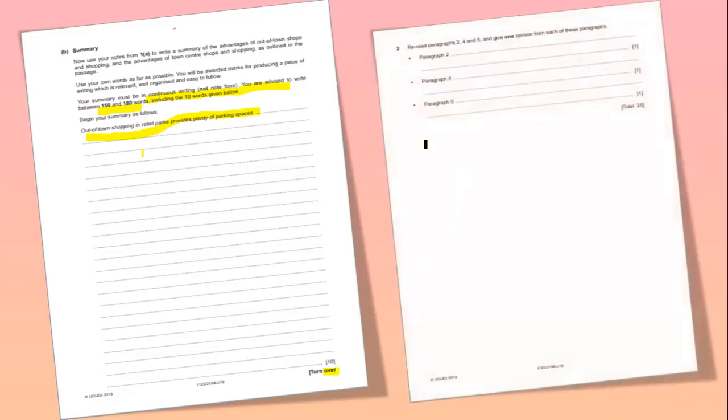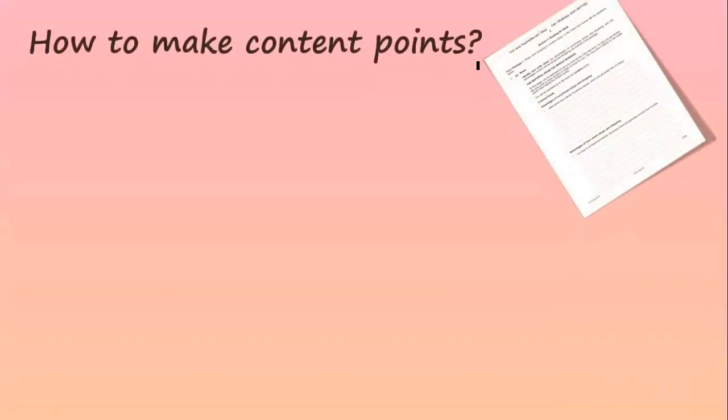Now, this is the last page of the paper, which is question number 2. Here from paragraphs 2, 4, and 5, you have to find one opinion and just copy it here. This is really challenging. Most of the students find it difficult, but after watching today's video, I'm sure that you will become confident in it. So let's see how to make content points, okay?